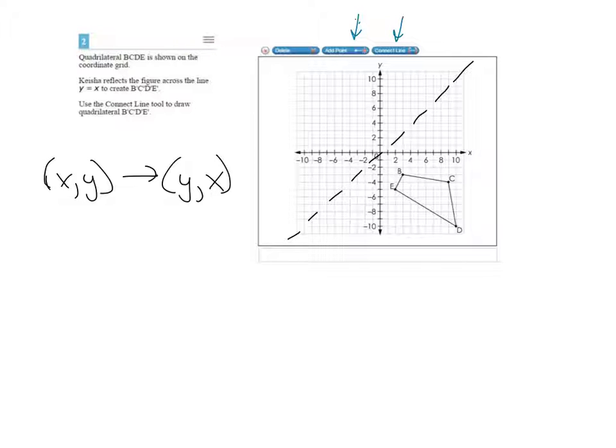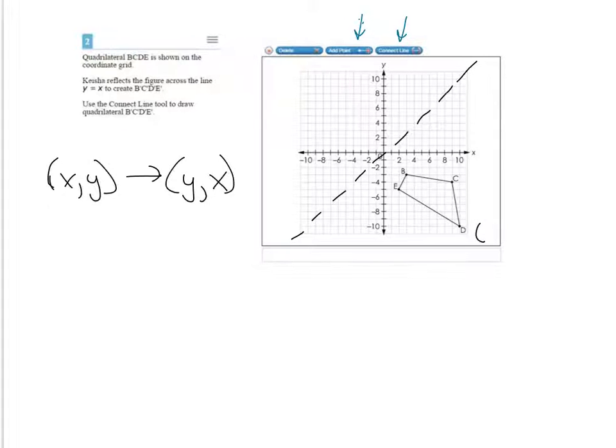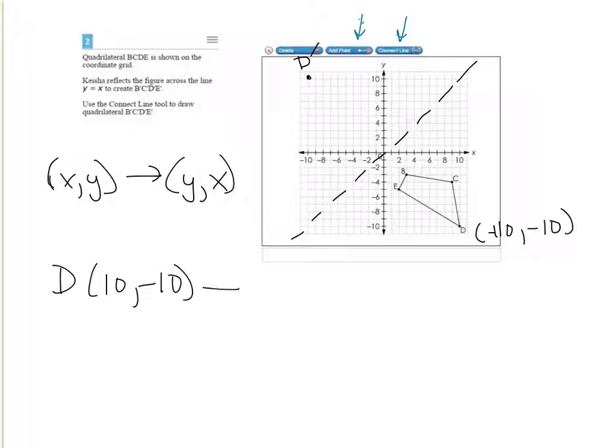If we look at what D is, D looks to be the point (9, -10), or maybe that's (10, -10). So that's (10, -10). If I flip it, D prime would be (-10, 10). So (-10, 10) would be way up here, and that'd be my D prime. Because D is (10, -10), D prime is just the reverse of that, (-10, 10).